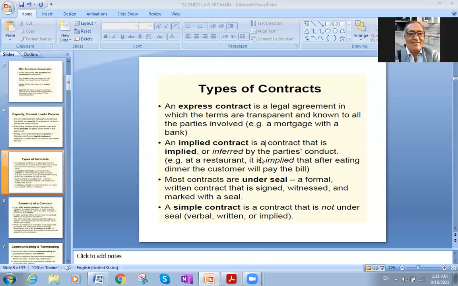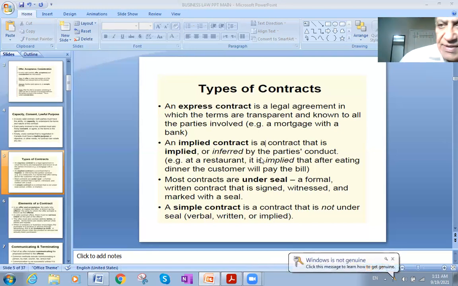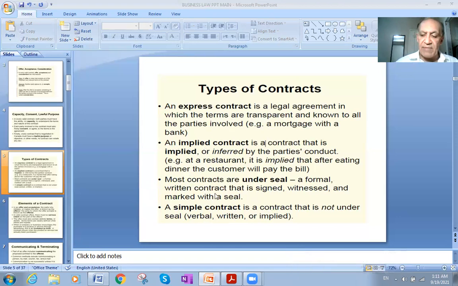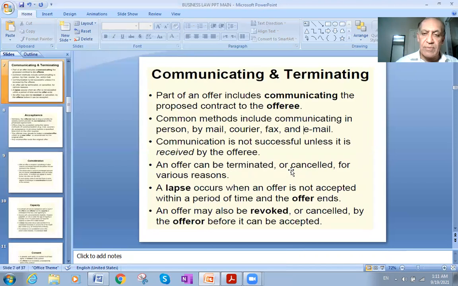Now we'll move into the next part. We took the 6 minutes for this question. Types of contracts: they are express contract, implied contract, under seal contract, and simple contract. These are the 4 types of contracts which we talk about. We also talked about communicating, debts, the lapse of an offer and revoked offers.